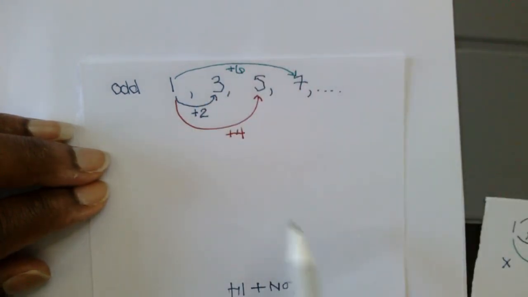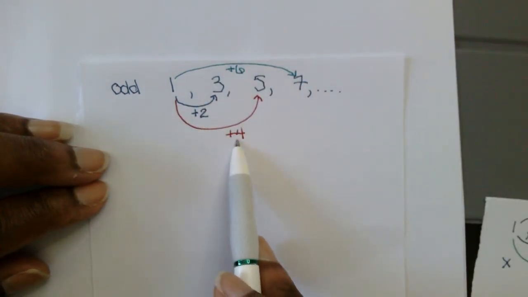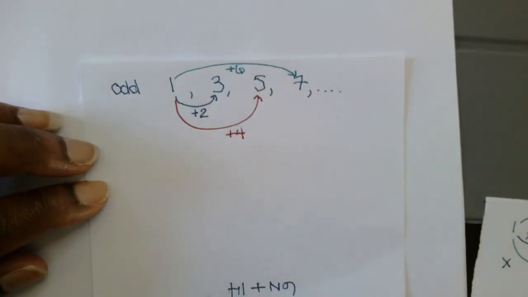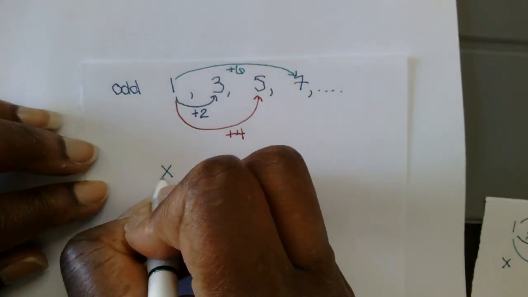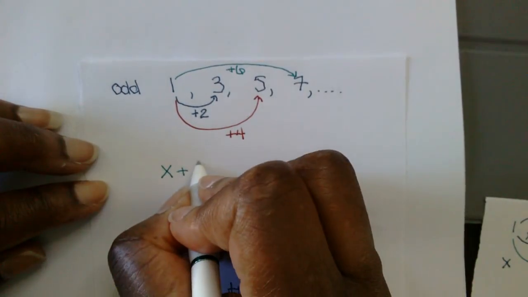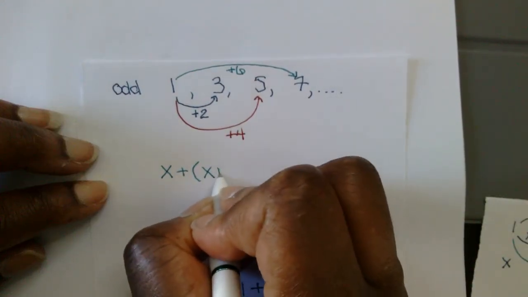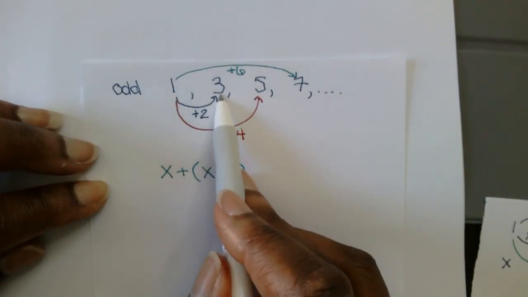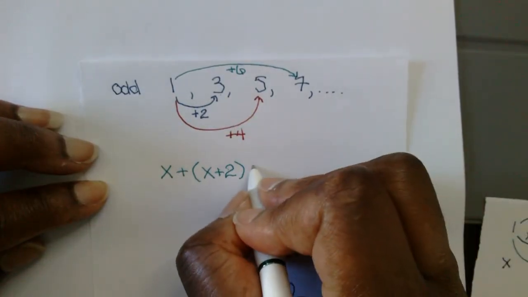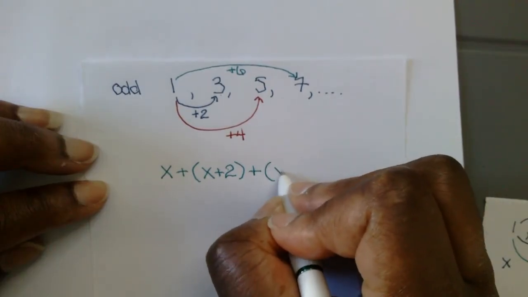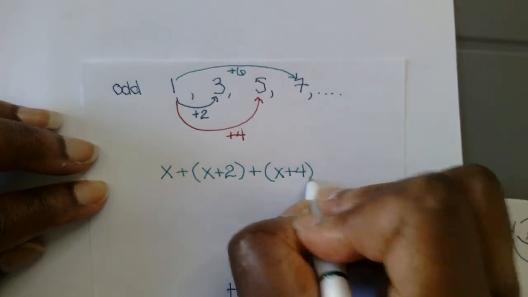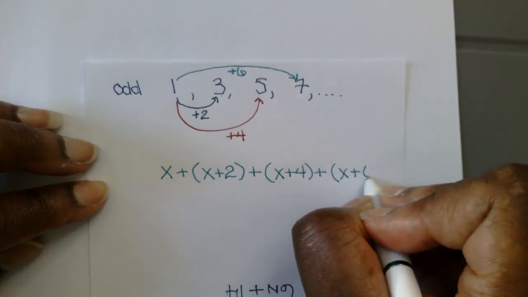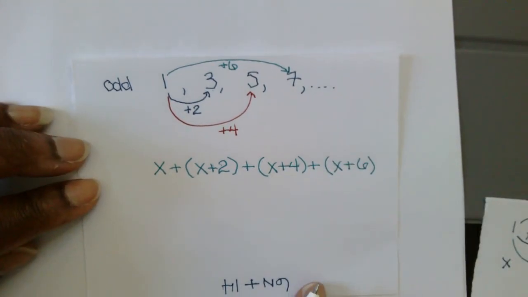Notice these numbers: 2, 4, 6. So the first number is going to represent my x. The second number is going to be x plus 2 because I had to add 2 to get to my next term. Then the next one is x plus 4. And the next one is x plus 6.